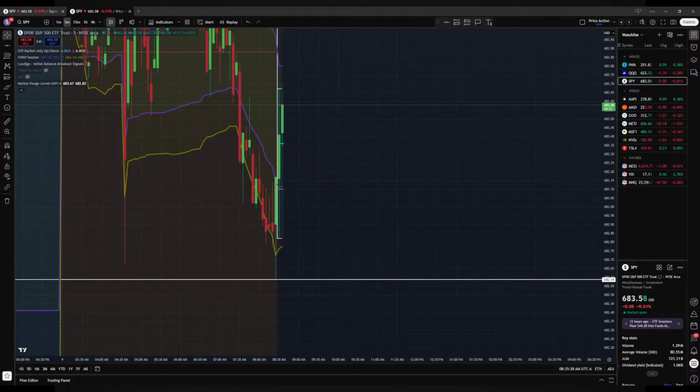All right, let's see if this one can close above VAH. You can see VAH keeps kind of moving up as price goes up.